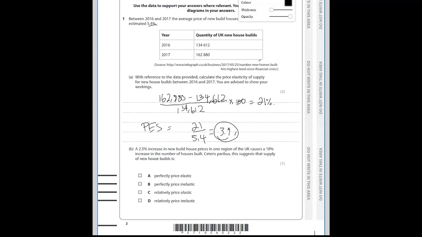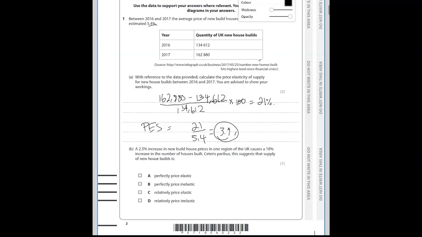Part B says a 2.5% increase in new built homes in one region of the UK causes a 10% increase in the number of houses being built. Ceteris paribus, this suggests that the supply of new home builds is, and then we get 4 options that are basically showing the degrees of elasticity of the supply. A is perfectly price elastic. B is perfectly price inelastic.